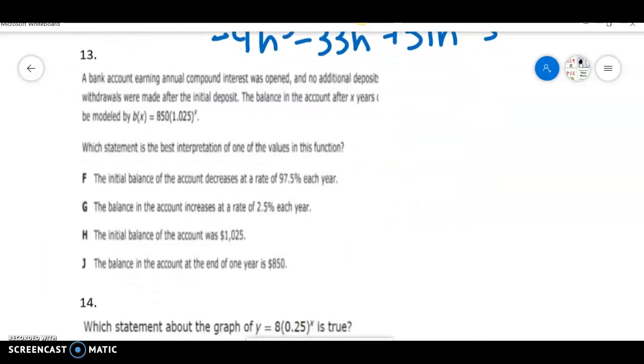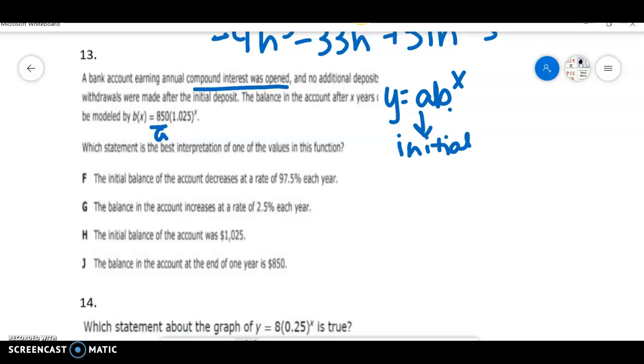Now, this is an exponential function. It is talking about interest, which we talked about, just makes your money get bigger. So keep in mind it is y equals a b to the x. So this is your a, or your initial, and b is your growth or decay factor.